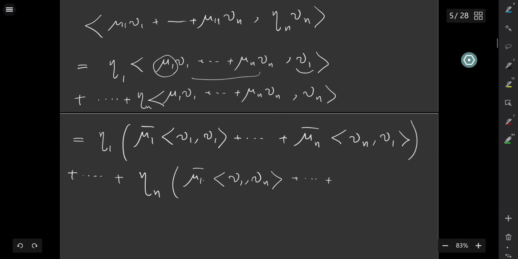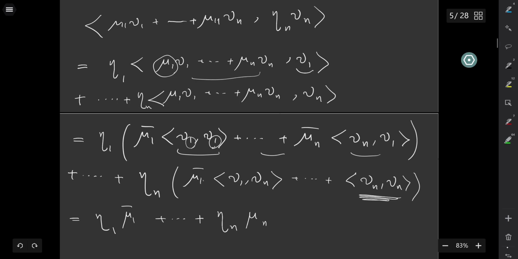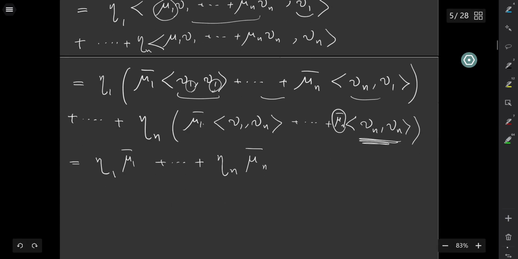Then vn and vn. Okay, I'm writing so much detail, but all of these terms are killed except when vi is equal to vj. So only this term remains. From here, only this term remains. Okay, so we get eta 1 mu1 plus eta n mu n. I'm actually missing writing mu n bar here. Mu bar here. So this is the equality.